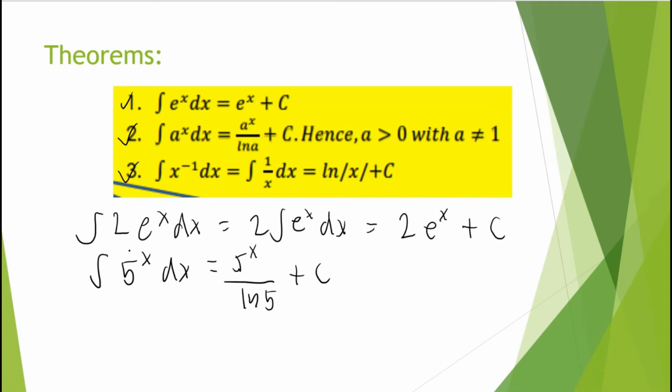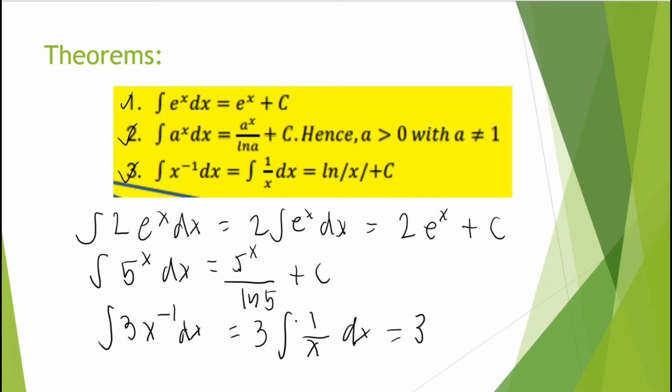For theorem number 3, let's say we have integral of 3x raised to negative 1 dx. So sabi natin, ilalabas yung 3. And then yung x raised to negative 1 can be written as 1 over x, di ba? Dx. So now we integrate 3. Yung integral of 1 over x dx is just ln of x plus c. Okay, more examples for this theorem.